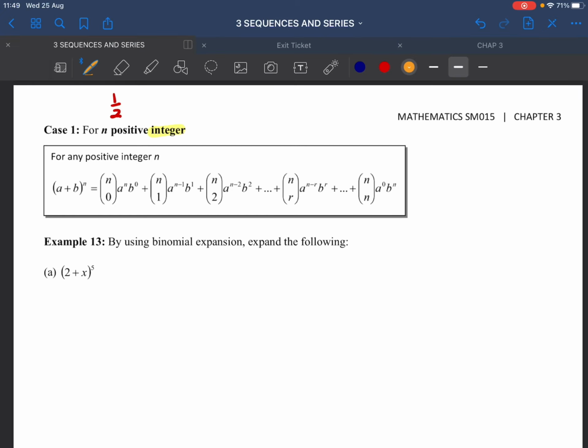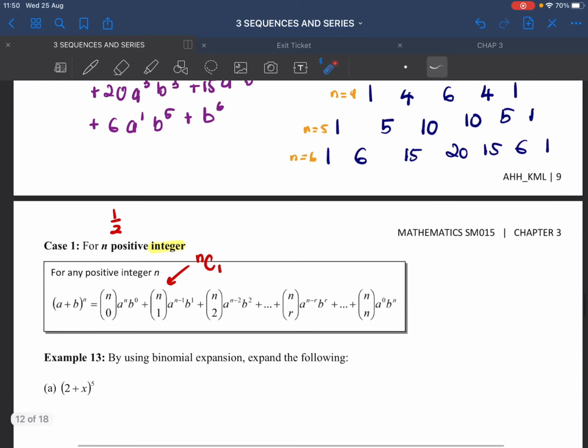Alright, so this is the formula we have. So, we have (A plus B)^n. So, ini apa tadi? Kita baru belajar binomial coefficient kita, which is, this is nC1. Okay, nC1 dekat situ. Ini akan jadi nC2, nCr. So, that is your coefficient. Okay, so, kita tulis dulu lah.